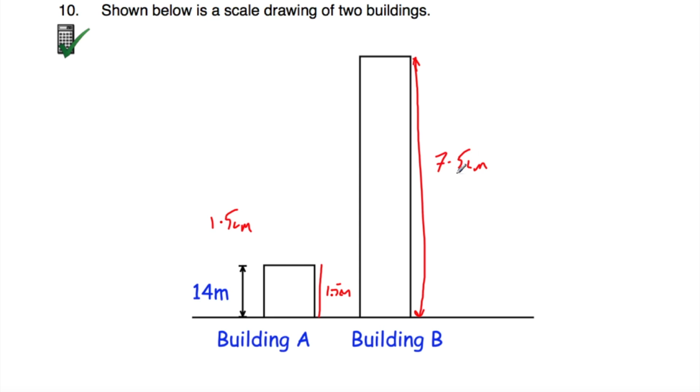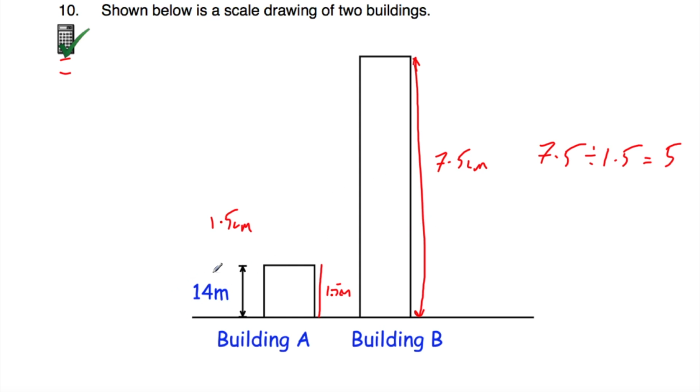If we divide the height of building B by the height of building A, we can see how many times bigger building B is than building A. So if we do 7.5 divided by 1.5 on our calculator, that's equal to 5. So that means that building B is 5 times larger than building A.